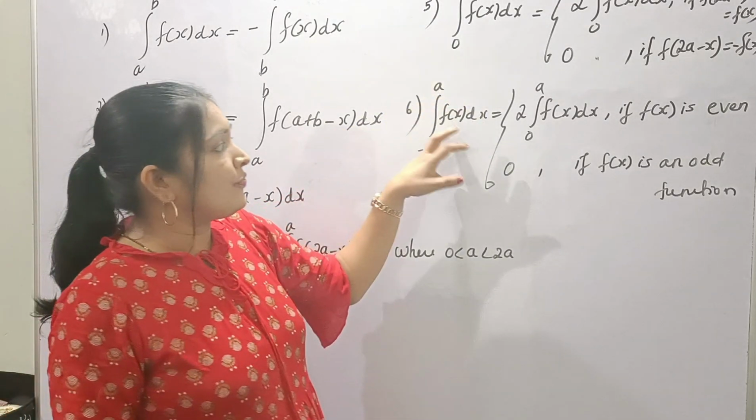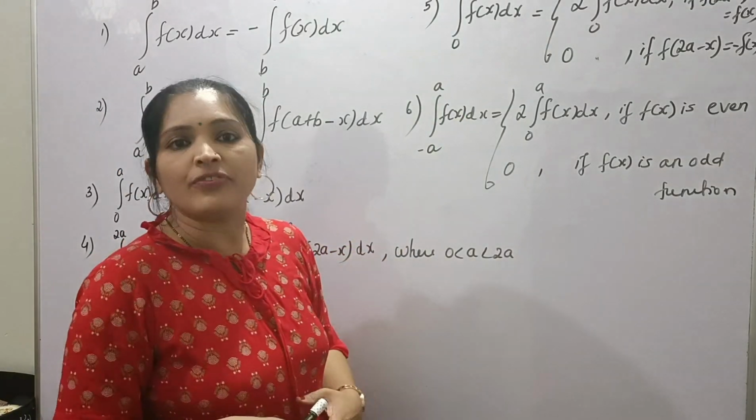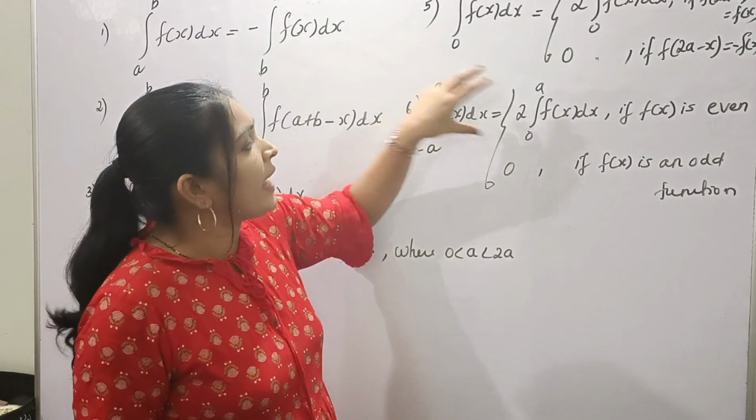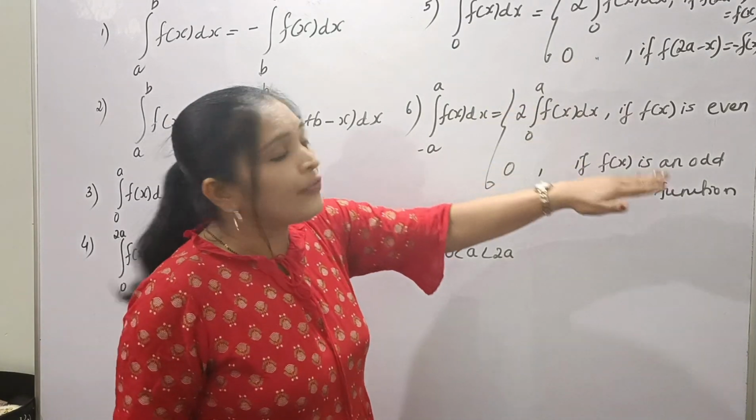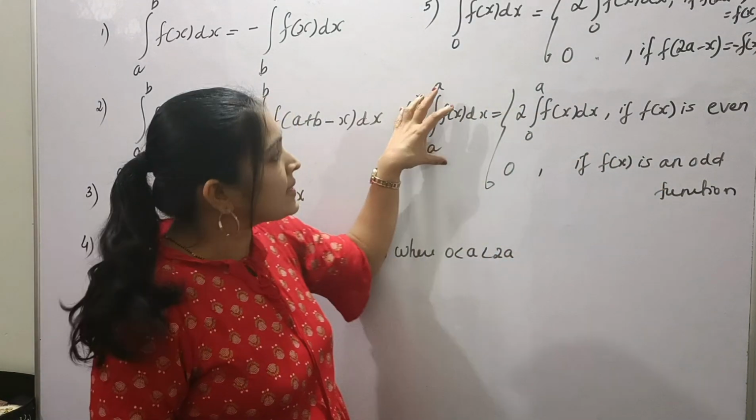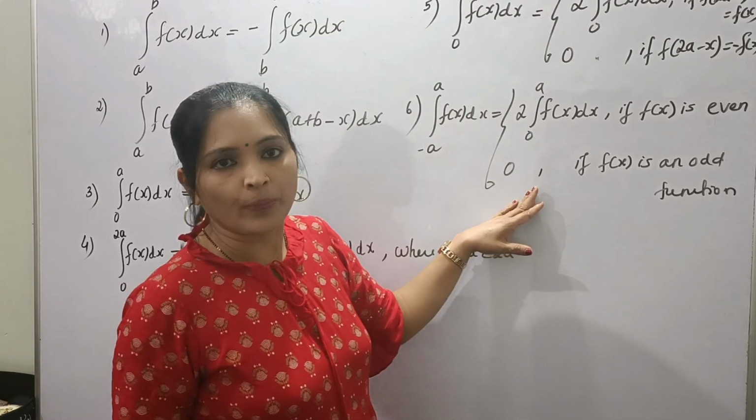In this case, if this function f of x is an even function, then this one can be written as 2 into integral 0 to a f of x dx. And if it is an odd function, then this integral is equal to 0.